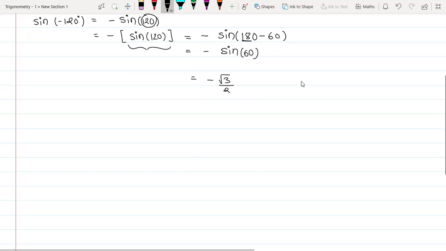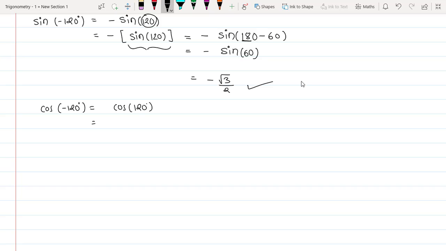Now what happens to cos? Have you understood this? Cos of minus 120 degree, what will be its answer? First of all, solve the bracket. If there is a negative sign, take it outside. Meaning, cos of minus theta is how much? It is cos theta only. Is it okay?